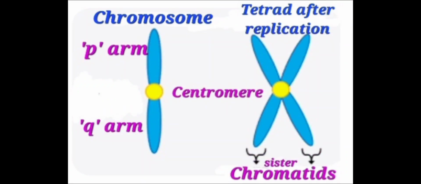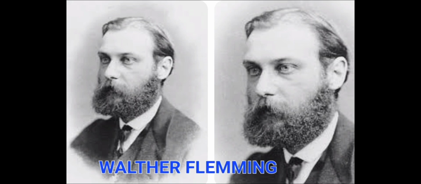However, in a dividing cell, the chromatin coils tightly, condenses, and eventually becomes visible. When stained, they readily get colored and become visible as darkly stained bodies. This is why we call them chromosomes, since chroma means colored and soma means body. They were first reported in the year 1882 by Walter Fleming in salamander larvae.